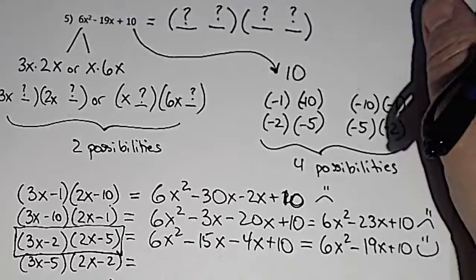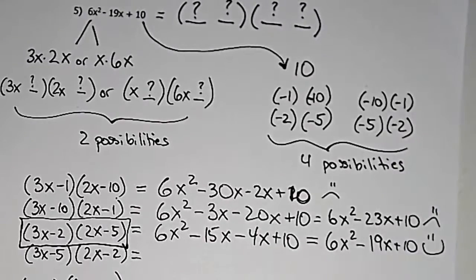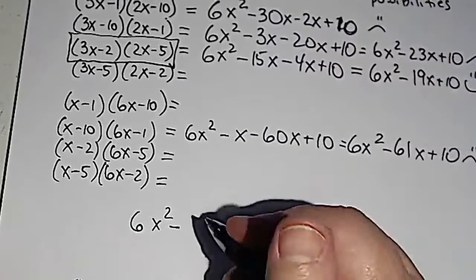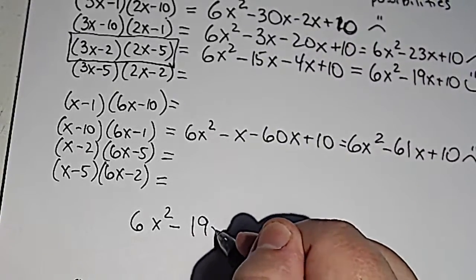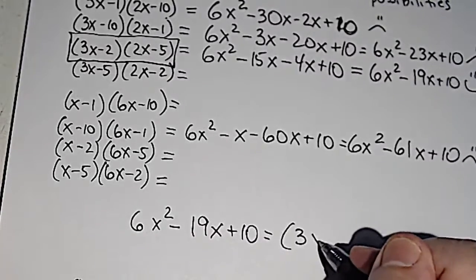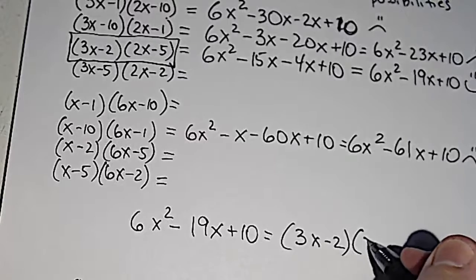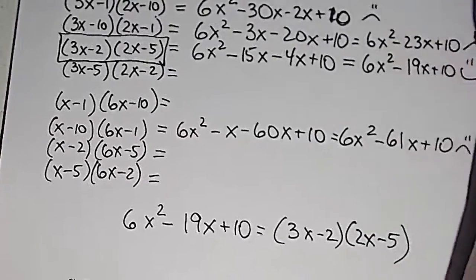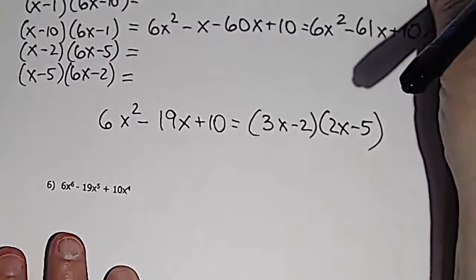Here, let me write this down, and you'll see why I'm doing it in just a little bit. Let me write it down at the bottom. 6x squared minus 19x plus 10, and that's going to be 3x minus 2, 2x minus 5. Okay, a little sideways, but now let's look at this one.